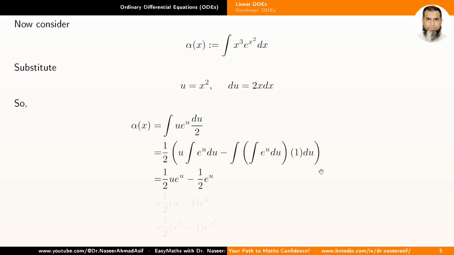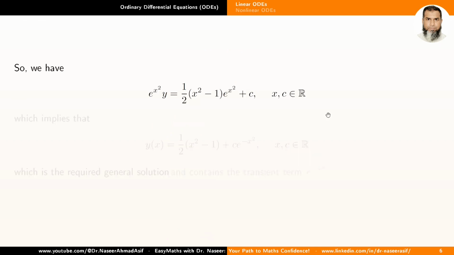So we have 1/2 u exp(u) minus 1/2 exp(u). Taking exp(u) common, we have 1/2 (u − 1) exp(u). Now u = x², so we have α(x) = 1/2 (x² − 1) exp(x²). So exp(x²) y = 1/2 (x² − 1) exp(x²) + c, where x belongs to R and c is an arbitrary constant.